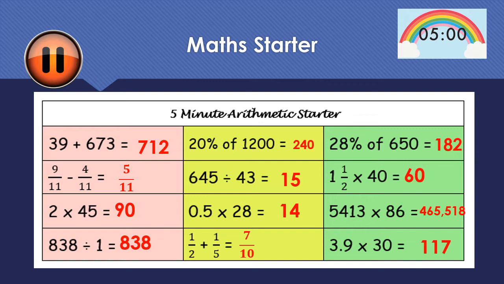5,413 multiplied by 86, so that would have been the formal written method for multiplication, which is 465,518, and 3.9 times 30. So you could have done that mentally as well. You could have done 3.9 times 10, and then you would have got 39, and then multiply that by 3 to get 117. Well done if you managed to get those.